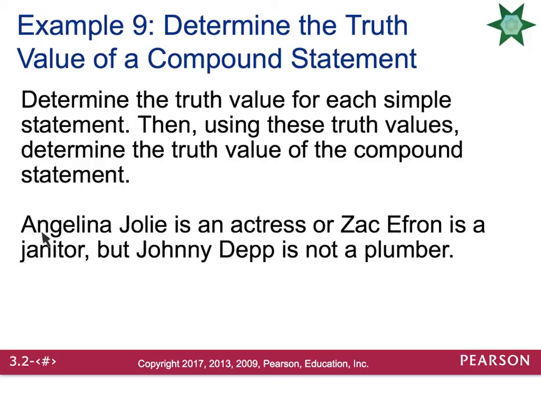So we have to come up with some statements. Maybe one of them would be Angelina Jolie is an actress. Okay. The other set, we call that P. Q, we could say, is Zac Efron is a janitor. Okay. But for R, we're not going to say Johnny Depp is not a plumber. We're going to say R would be Johnny Depp is a plumber, and this would be negation R. So don't always make your simple statements affirmative. If you have a not there, that's going to be a negation of a simple statement.